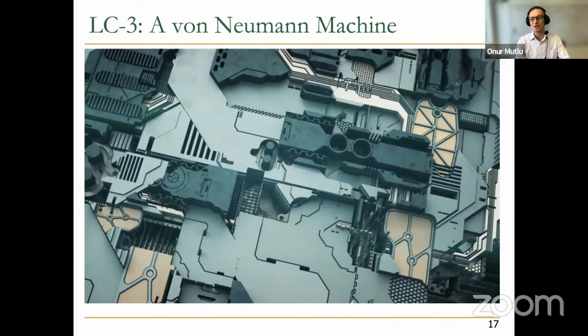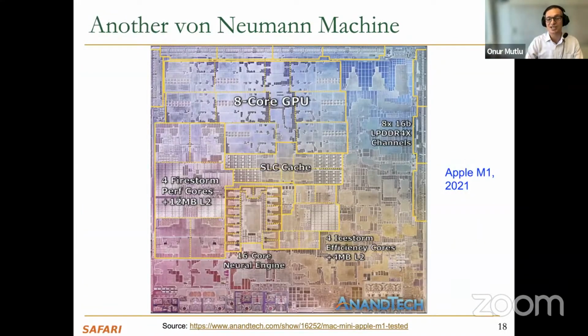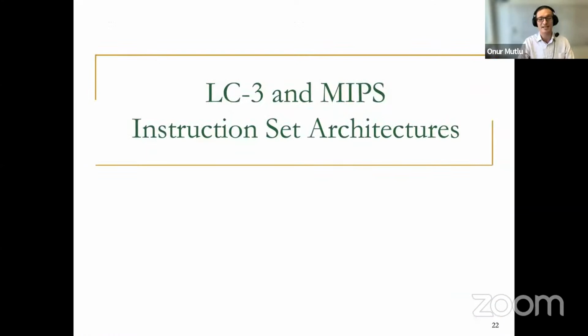Okay, and then we actually showed pictures of von Neumann machines. This was my joke about PowerPoint, but essentially all general purpose processors today are von Neumann machines, and they operate based on the same principles. And this is just to jog your memory again. And this is where we stopped yesterday. We were going to go deeper into LC3 and MIPS instruction set architectures.